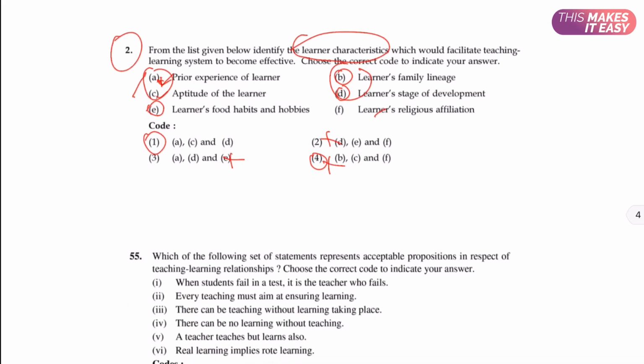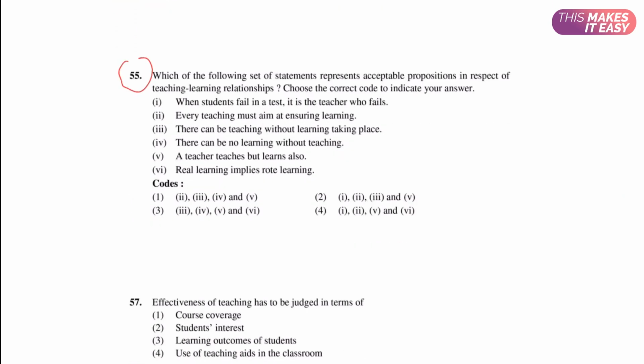Now let's discuss another question. This is a question from 2017 January. The question says, which of the following sets of statements represent acceptable propositions in respect of teaching-learning relationship. So the question is about teaching and learning relationships. Choose the correct code to indicate your answer. Let's discuss each statement one by one as we have done before. The first statement says that when students fail in a test, it is the teacher who fails. We are not sure about this statement. The second statement: every teaching must aim at ensuring learning.